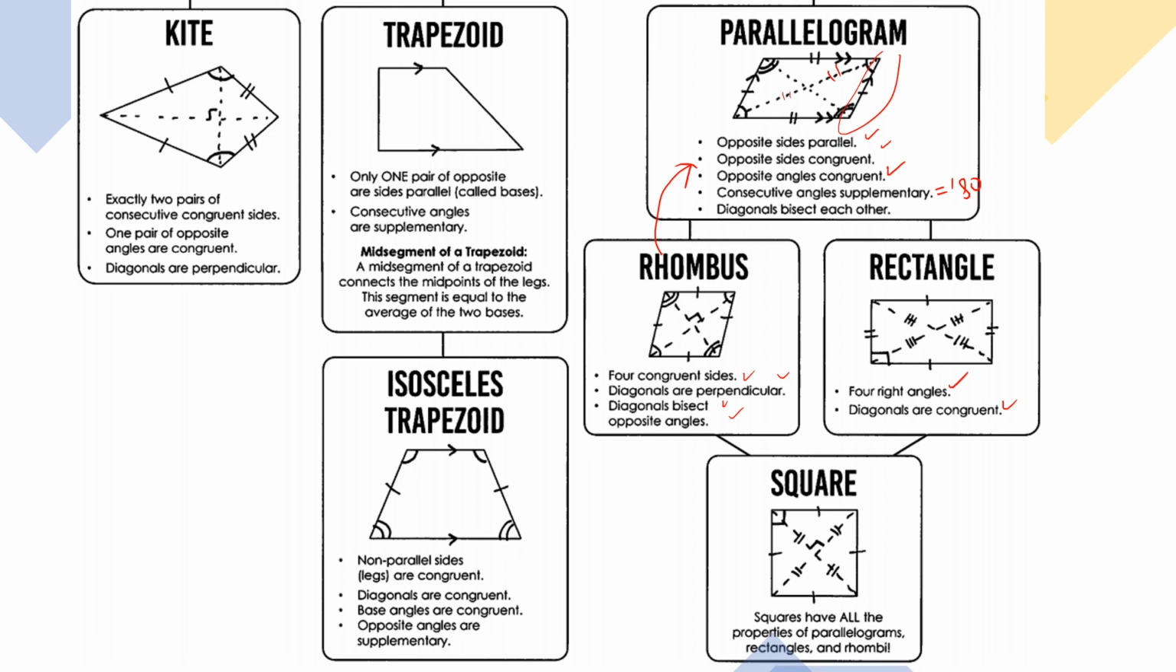A trapezoid over here only has one pair of opposite sides that are parallel. All right. A kite, 2 pair of consecutive congruent sides. So right here and here. And isosceles trapezoid, non-parallel sides are congruent. So these two sides are parallel. These are my non-parallel sides here. They are congruent. So just a brief overview.